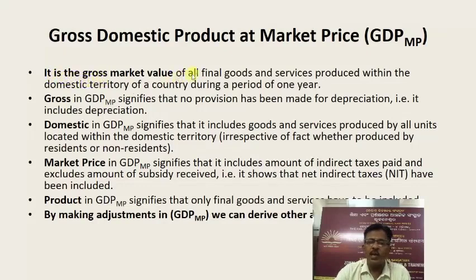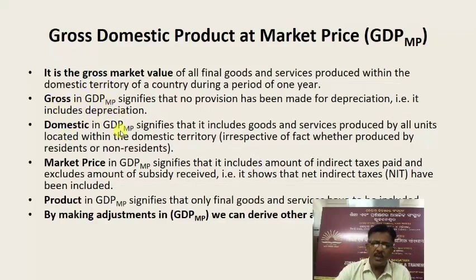It is the gross market value of all final goods and services produced within the domestic territory, and the concept of domestic territory has also been discussed, during a period of 1 year. So gross in GDP MP, what does it signify? It signifies that no provision has been made for depreciation. That is, it includes depreciation. Mathematically, you have to remember that gross domestic product at market price, or gross domestic product, includes the gross value, that is, the depreciation value.